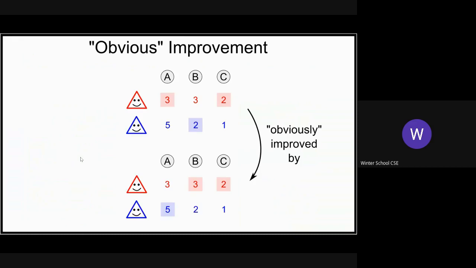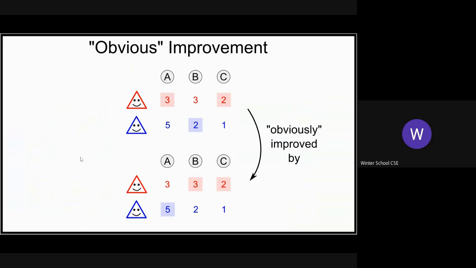So at the top, you're looking at an allocation involving 2 agents and 3 items, right? So A and C go to red, and B goes to blue. This is a complete allocation, right? But it's not a satisfactory allocation because you could come up with a different complete allocation that does not make anyone worse off and makes someone strictly better off. Right? That sounds like an obvious improvement that one could make.